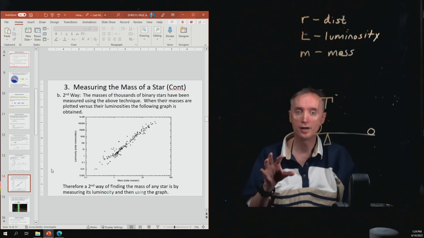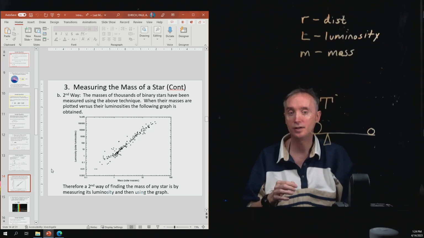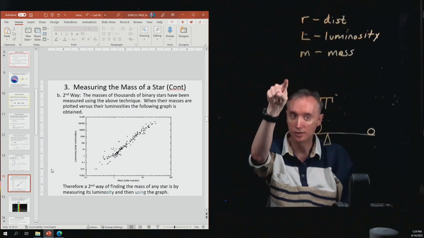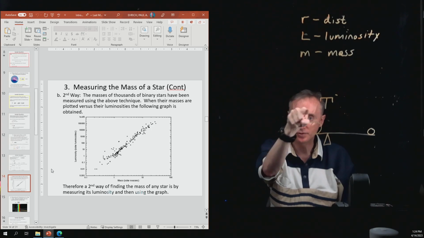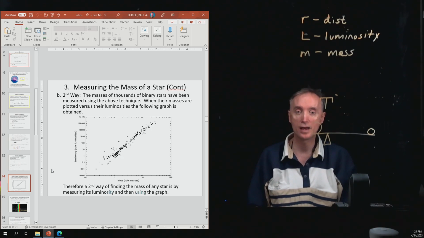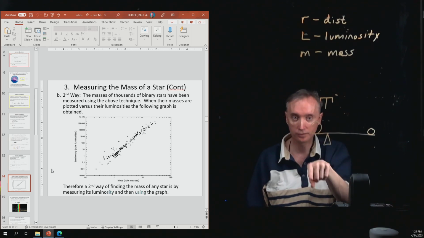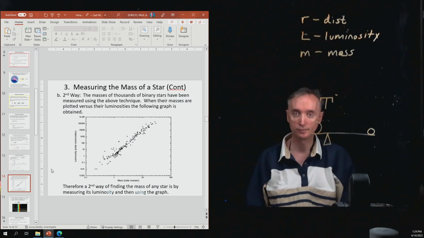By plotting this, that means that if you know the luminosity of an unknown star, you can find that luminosity on the up and down part and then bounce it off the curve, and then you can figure out what the mass of that unknown star is. That's the whole purpose of it. I could give you a chart like that on the exam and tell you the brightness, the L, and then ask you what would be the mass of that star. You would just bounce it off the curve and tell me what the number is.